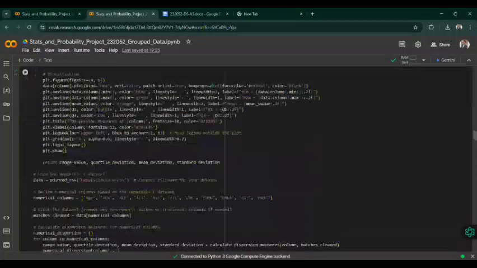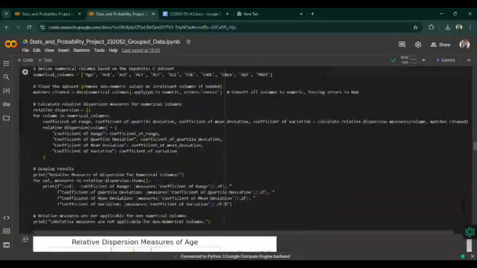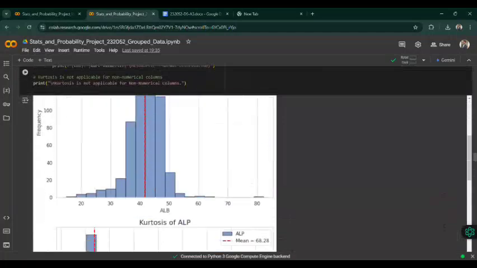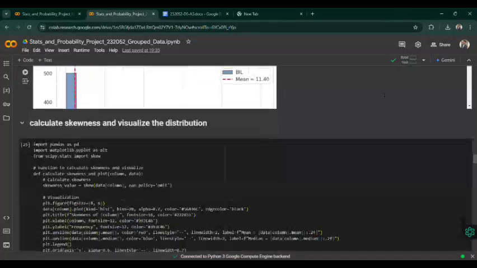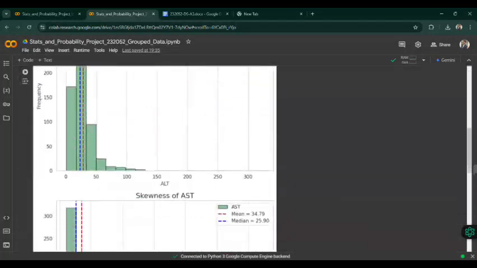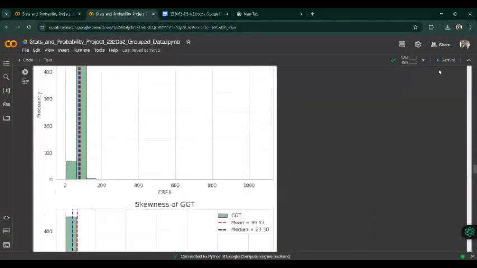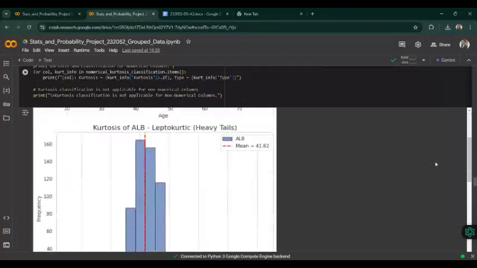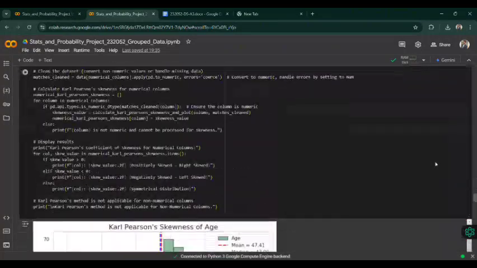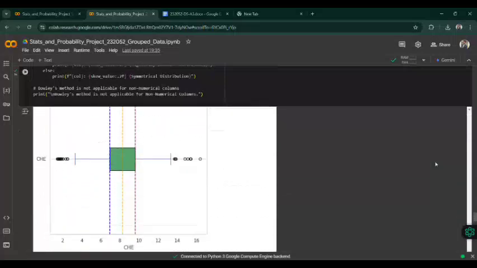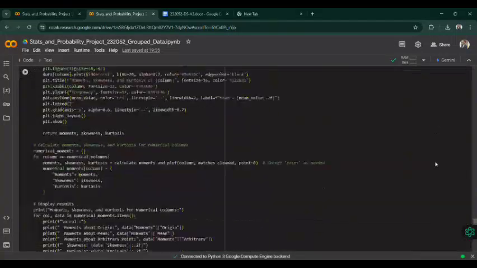With all these calculations, we can get valuable insight into the data, such as spread, central tendency, and overall shape of the distribution. That concludes the demonstration of how we handle and analyze grouped data. These steps form the core of understanding distribution, central tendency, and spread of data, which are essential for making informed decisions in any statistical analysis.